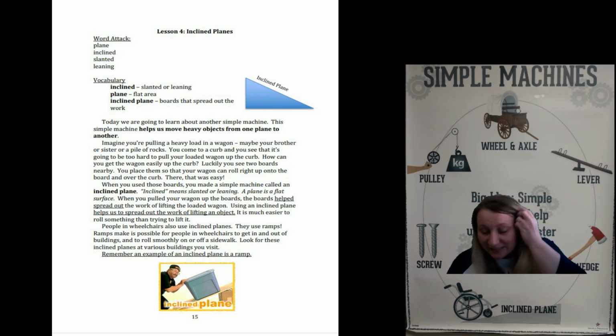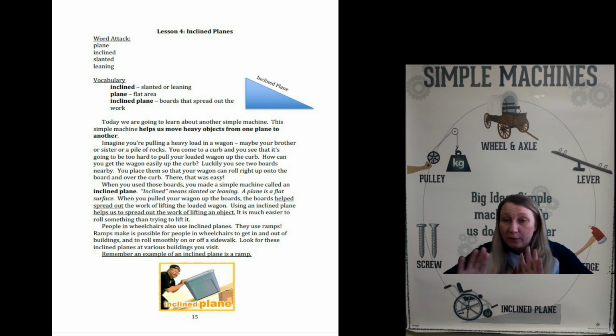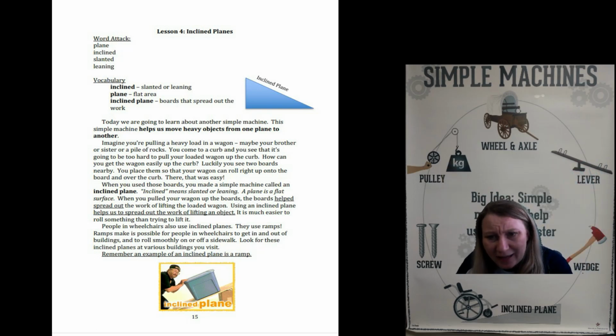All right, now let's keep going in your packet. Let's see what it says. It says, when you pulled your wagon up, the boards helped spread out the work of lifting the loaded wagon. Oh, just like that board spread out the load of that heavy tote. So exciting, how simple it is, but how important it is.